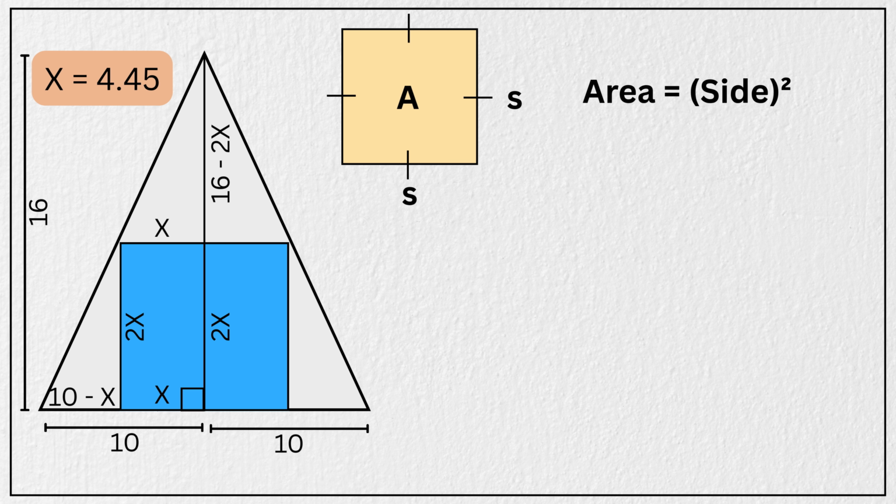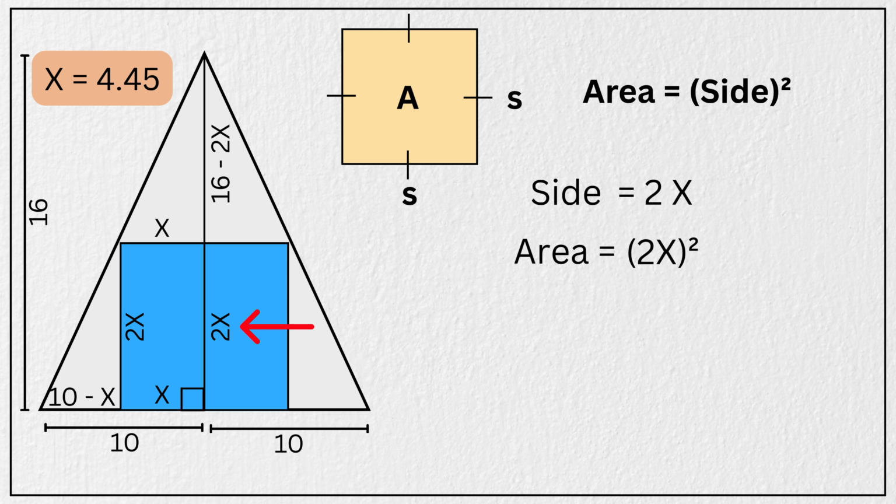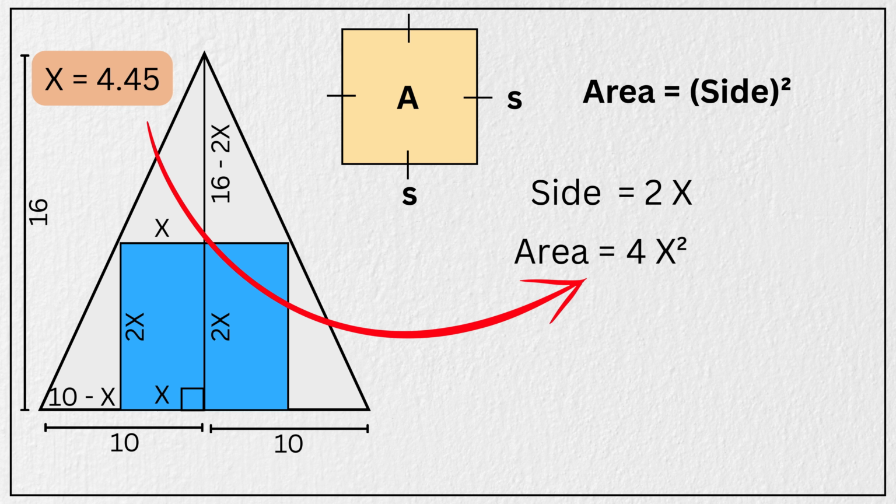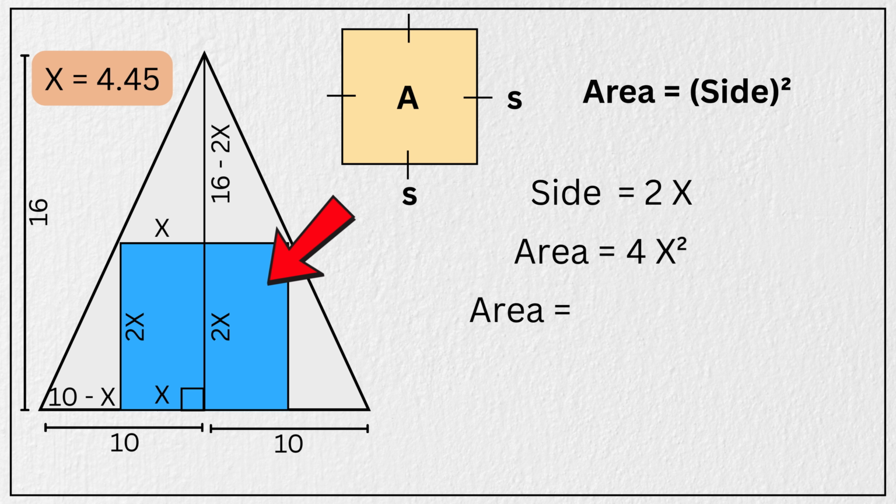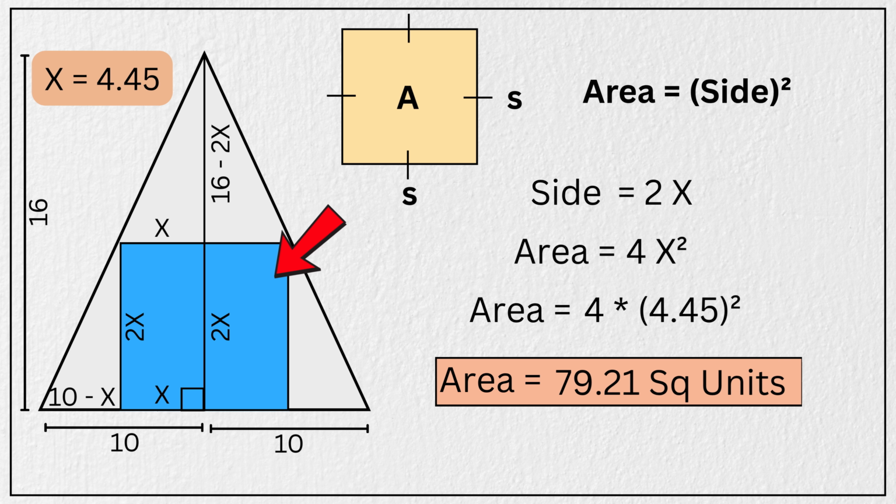In our problem, the side of this blue shaded square is 2 times x. So to find the area of the square, we square this side length. 2x squared is 4 times x squared. So substituting this value of x as 4.45, we get the area of the blue shaded square is equal to 4 times 4.45 squared, which comes out to approximately 79.21 square units. And that is our final answer.